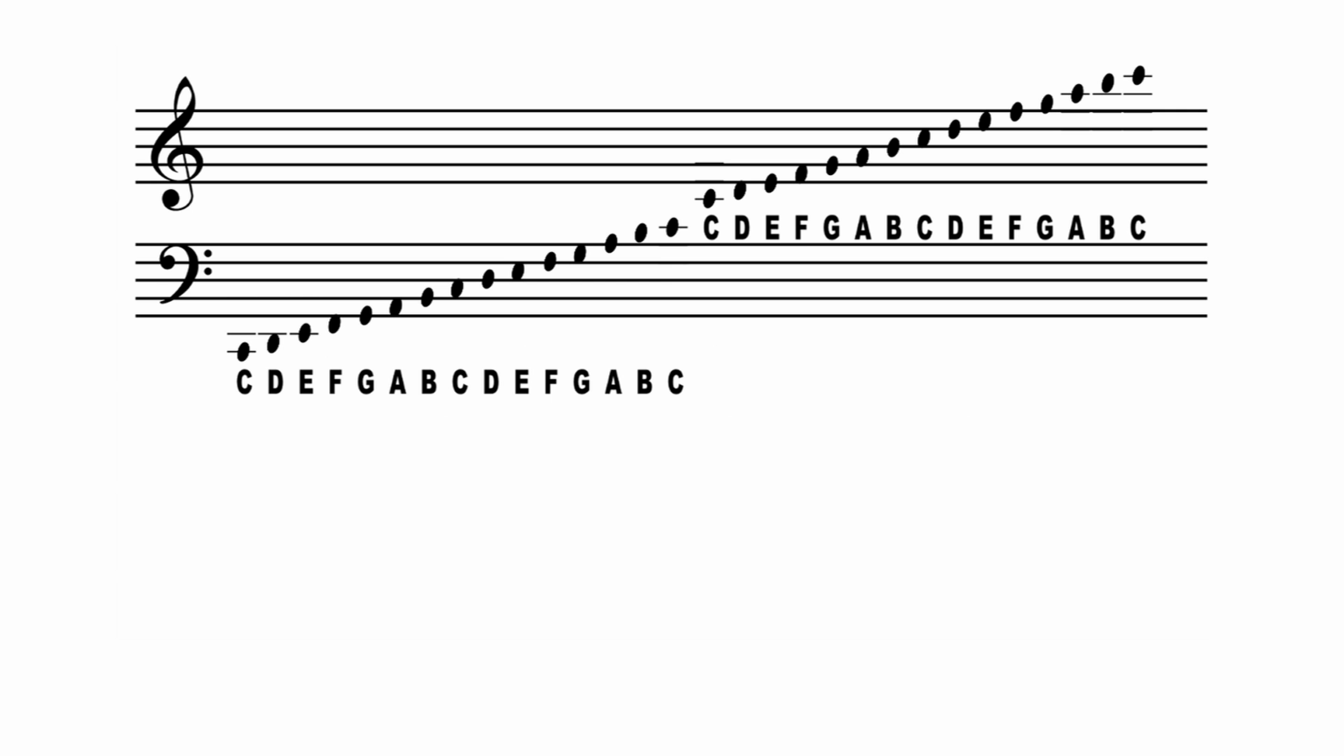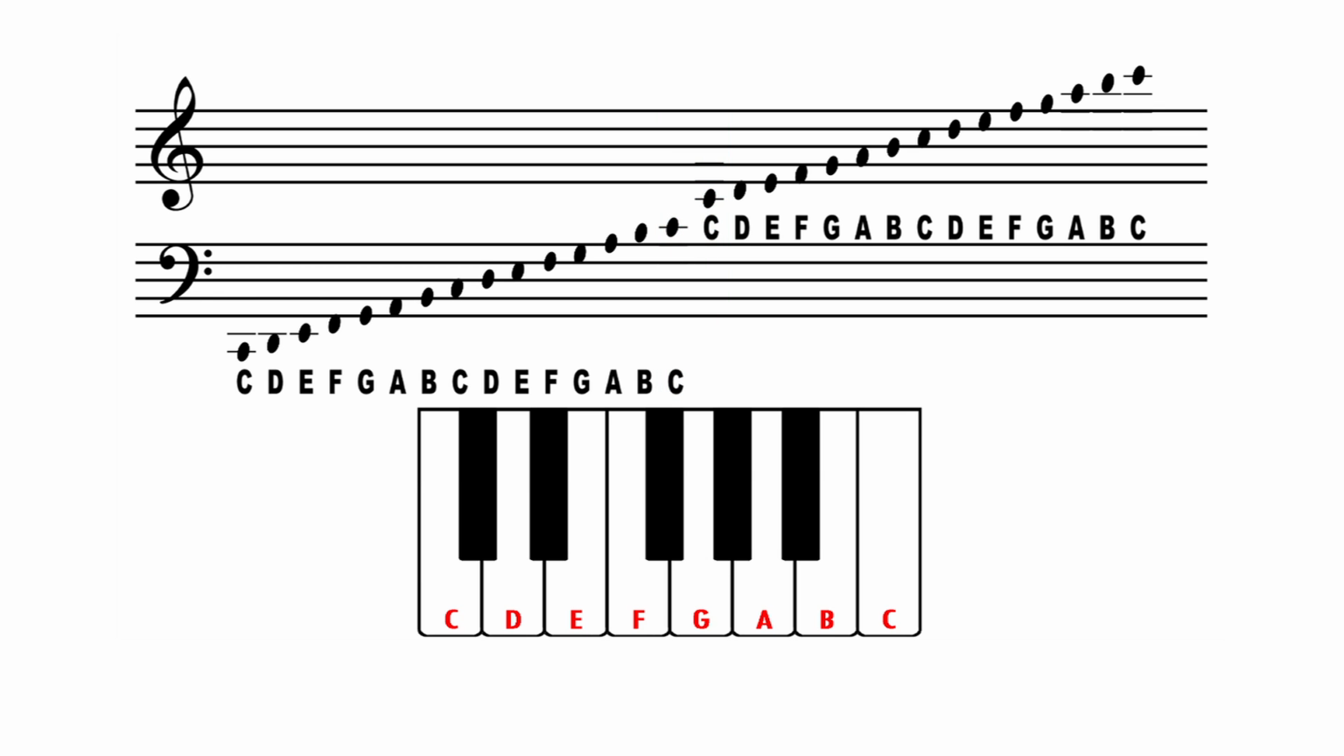One is also able to combine the treble and the bass clef together, giving us what is known as the grand staff. As you can see, the C that is above the bass clef and the C that is below the treble clef is the same note. These notes discussed correspond to the white notes of a keyboard.